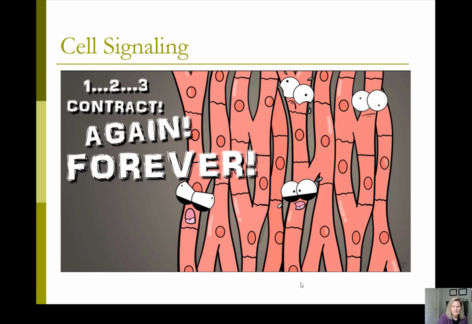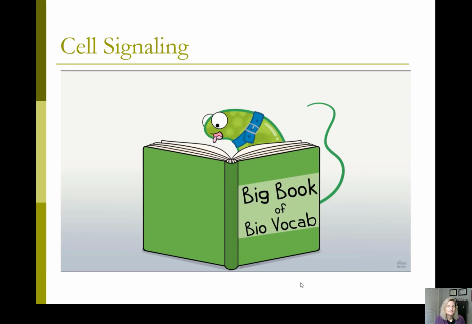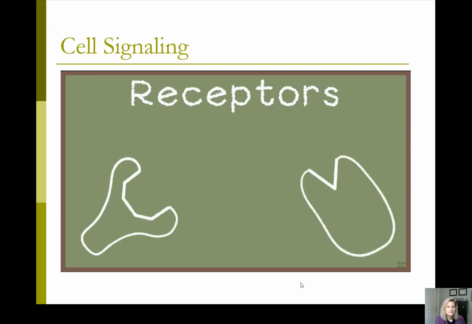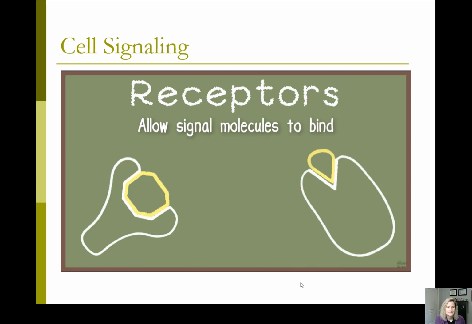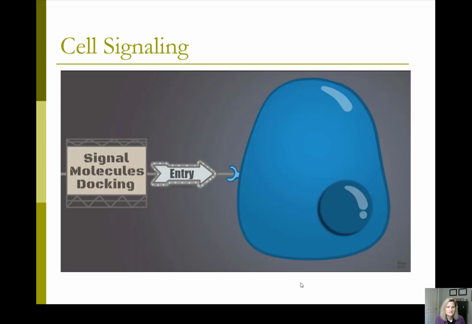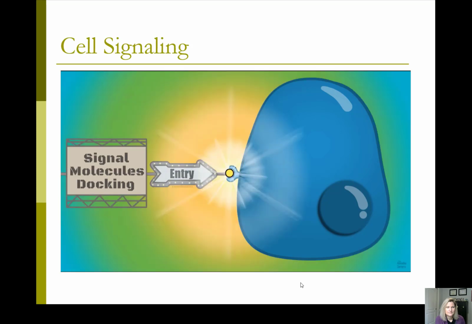Just consider all the cells working together in one of your organs, like your heart, for example. We're going to be talking a lot about receptors. A receptor is a molecule, such as a protein, where a signal molecule can bind. One place you can find receptors is on the surface of a cell membrane. When a signal molecule binds the receptor, amazing things can happen.